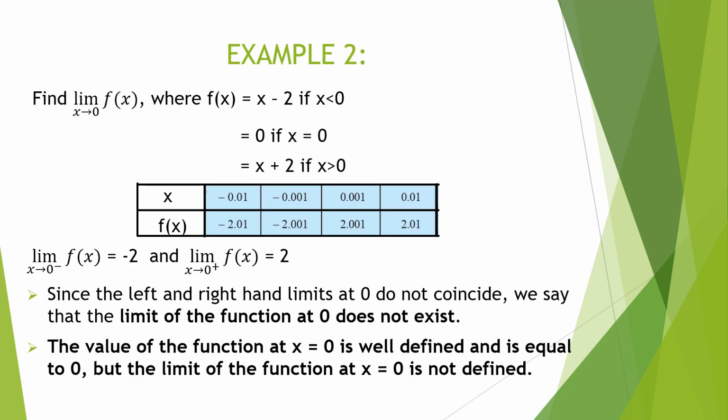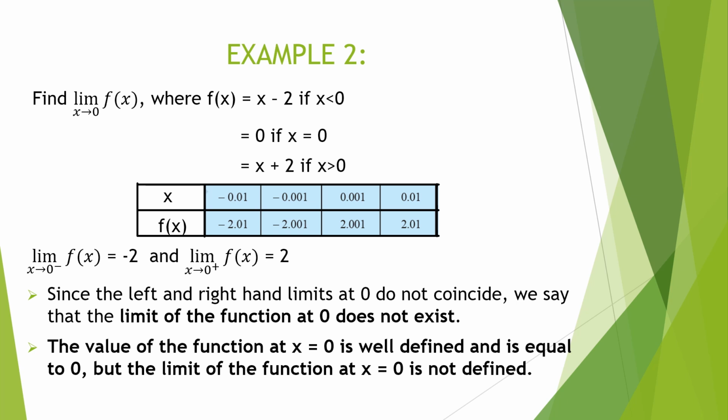Another example to understand limits: find limit x tends to 0 f of x where f of x is defined as x minus 2 if x is less than 0, f of x is exactly equal to 0 if x equal to 0, and f of x is x plus 2 if x is greater than 0. Now for this function, you want to find x tends to 0, that means from the left hand side and from the right hand side. From the left hand side means minus 0.01, minus 0.001. From the right hand side means 0.01, 0.001.